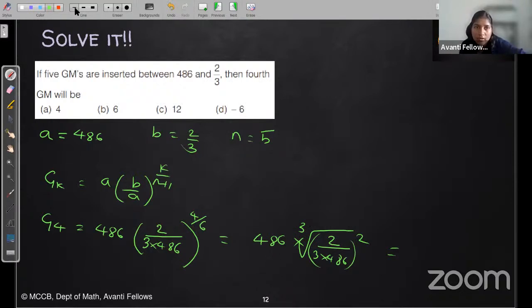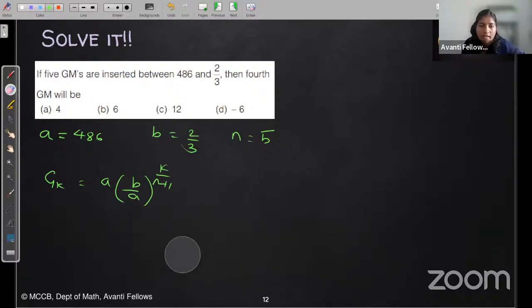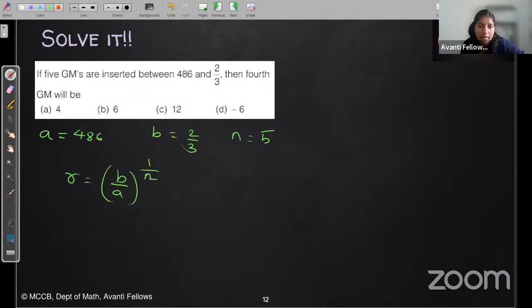If this is confusing to you all, first find the common ratio. If this is confusing, then what you can do is find the common ratio first, right? The common ratio will be what? R is equal to (B by A) raised to 1 by N plus 1, right?